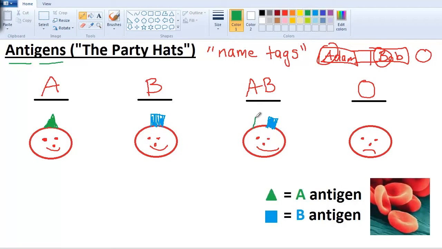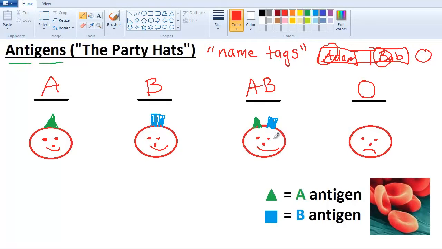And this guy's wearing another party hat too. He's wearing both of them, right? He has A and B. This guy has none. That makes him type O. That's why he's very sad. He's not a fun guy. However, the interesting thing is he can help everybody else out, but nobody can help him out. That's why he's O alone. He's so sad.